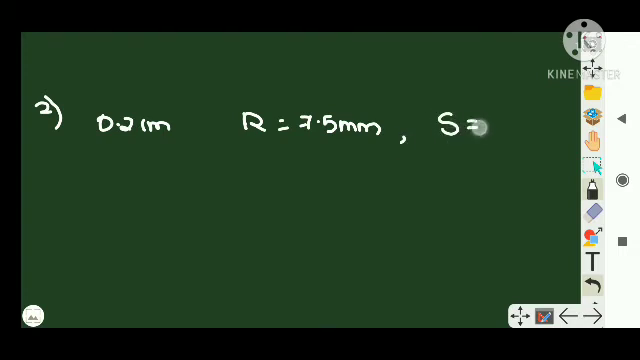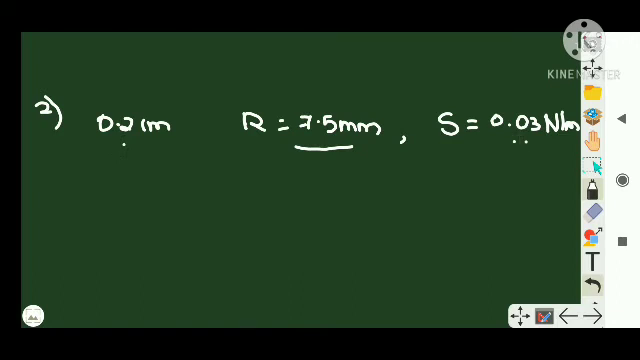Now the next question, the second one. A 0.2 centimeter liquid column balances an excess pressure inside a soap bubble of radius 7.5 mm. Find the density of the liquid if the surface tension of the soap solution is 0.03 Newton per meter. A 0.2 centimeter liquid column is there. It balances an excess pressure inside a soap bubble of radius 7.5 mm. You are asked what is the density of the fluid if the surface tension is given as this much.